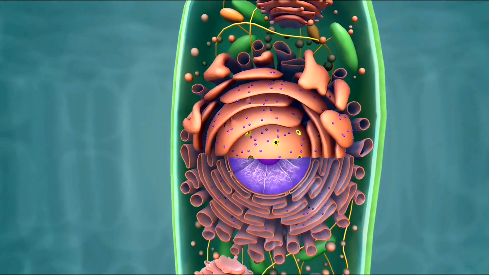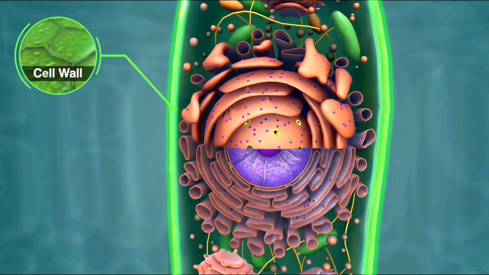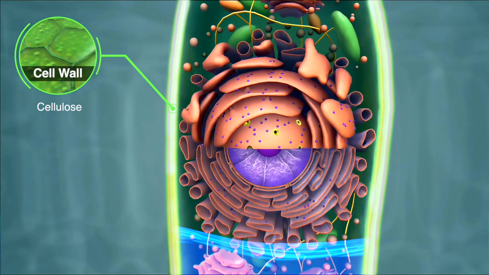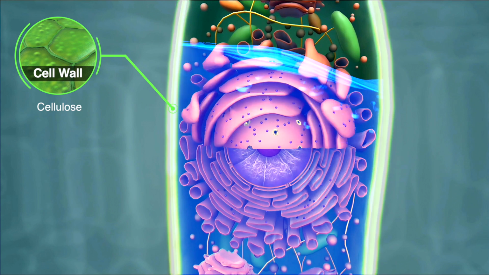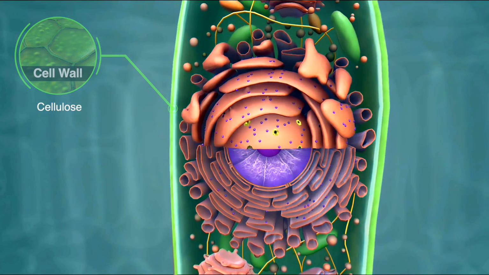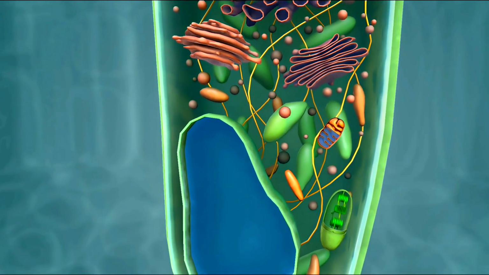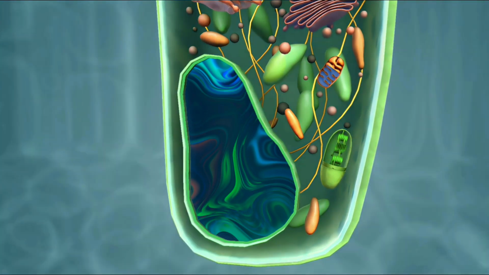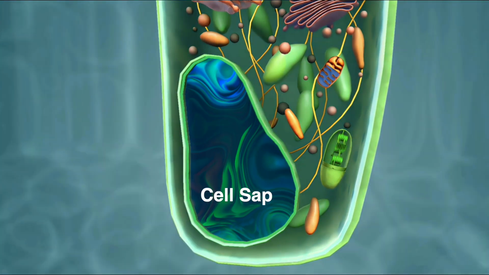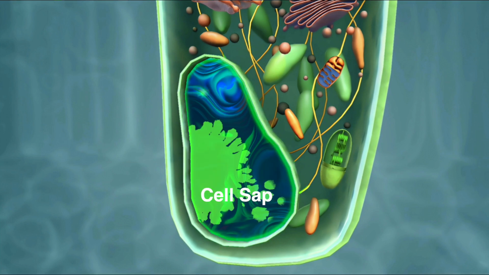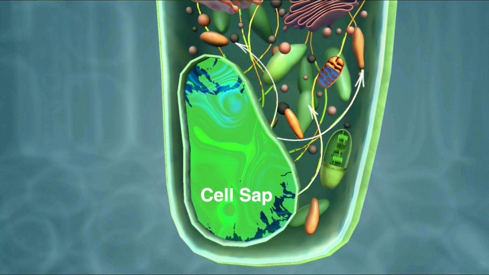First, plant cells have a rigid cell wall that surrounds the entire cell. This wall is made of cellulose, a strong material that provides support and structure, preventing the cell from bursting if too much water enters. Another key feature is the permanent vacuole, a large sac that takes up much of the cell's space and contains cell sap, a mixture of sugar, salt, and water that the cell can use as needed.